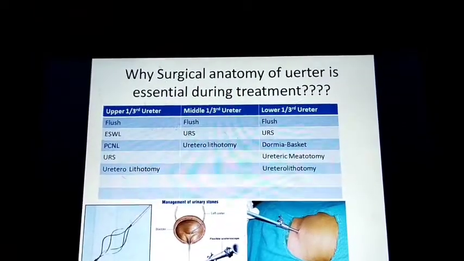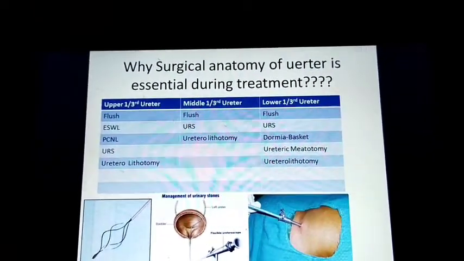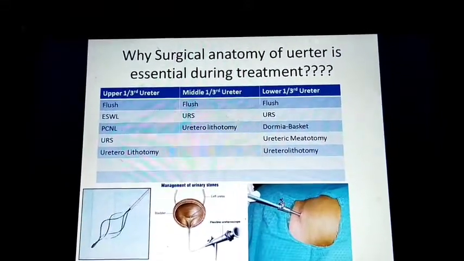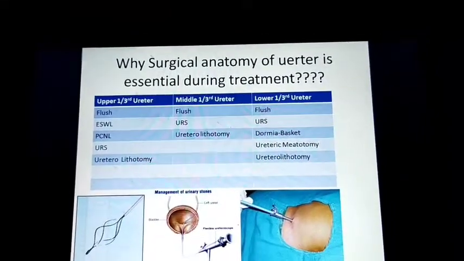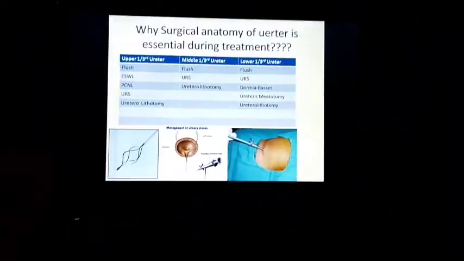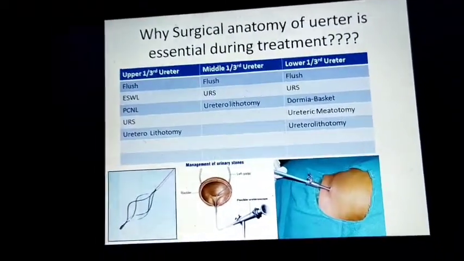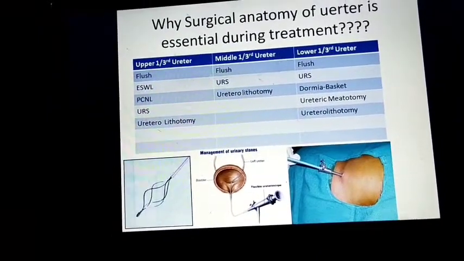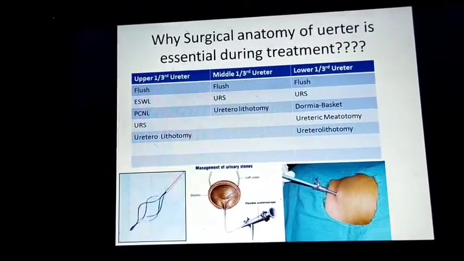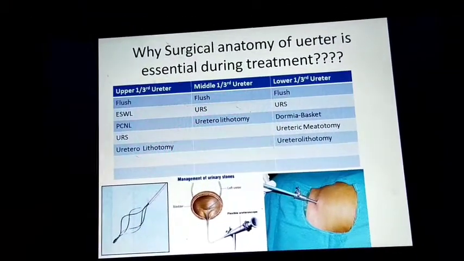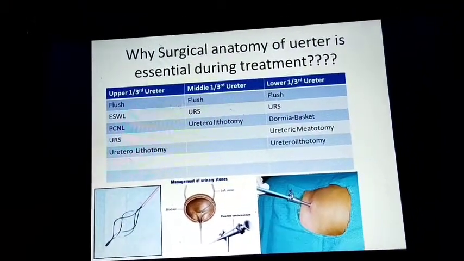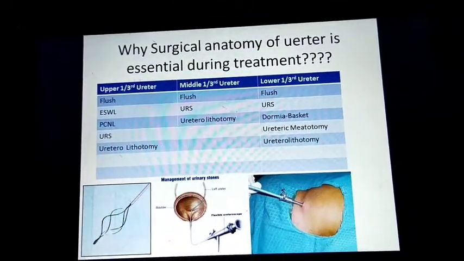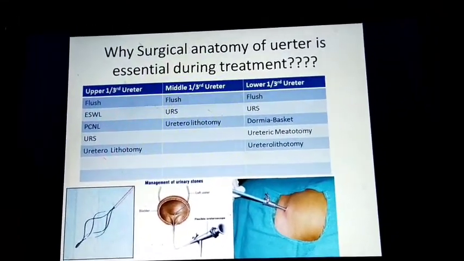Why is the surgical anatomy of the ureter essential during treatment? To know where the stone is and which treatment is applicable, we can go for that. If the upper one third of the ureter is involved, then you can go for flush therapy, ESWL, PCNL, URS, and ureterolithotomy. If middle, flush, URS, and ureterolithotomy. If lower, flush, URS, Dormia basket, ureteric meatotomy, and ureterolithotomy. Because of that we can go for this.